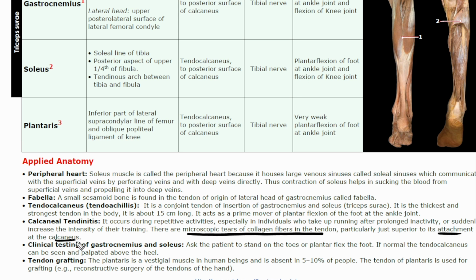Okay, then gastrocnemius and soleus can be tested. For that we have to ask the patient to stand on the toes and plantar flex the foot, and if normal, the tendocalcaneus can be seen and palpated above the heel.